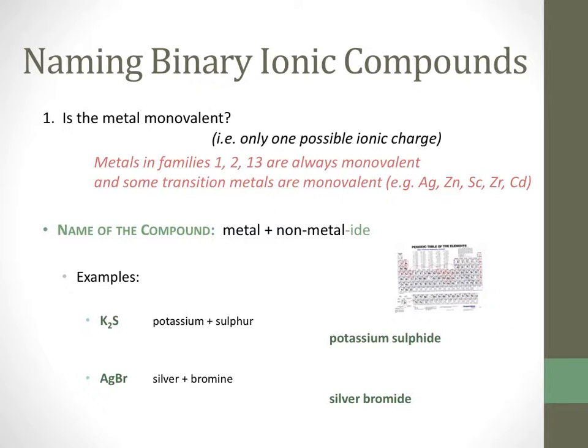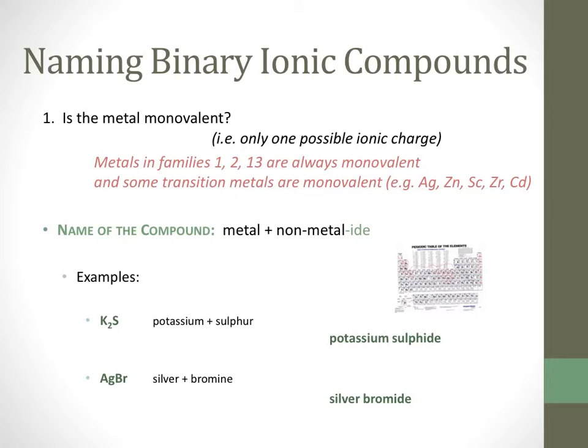Once we have identified that the metal is monovalent, nomenclature is very simple. We take the name of the metal first, and we write down that name as is. Then we name the nonmetal second, and we modify its name by changing the ending to IDE. So in the case of K2S, we simply name it potassium sulfide. The metal potassium is named first, and the name of the nonmetal has been changed to IDE.